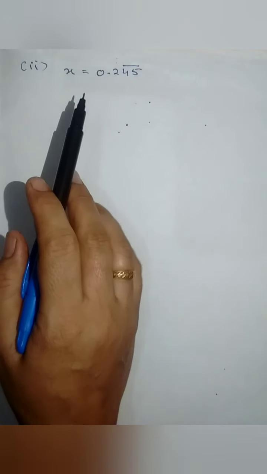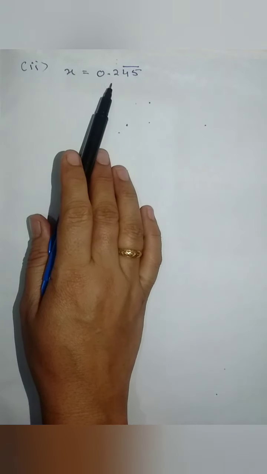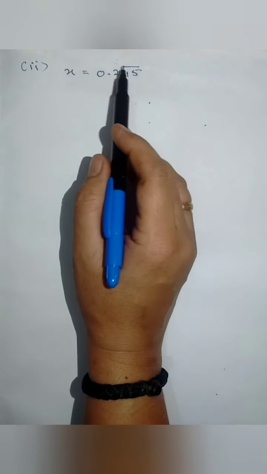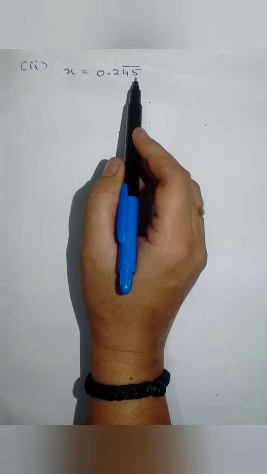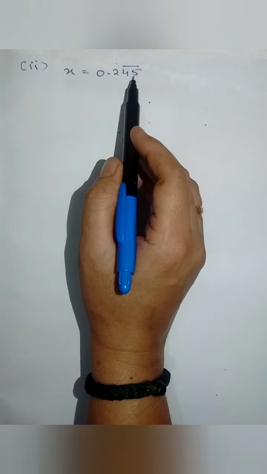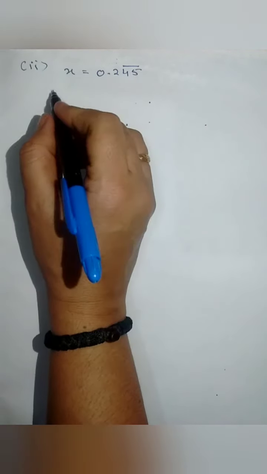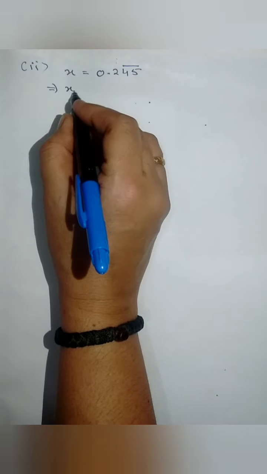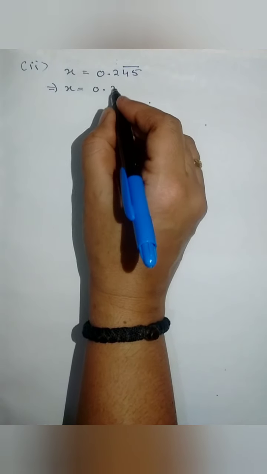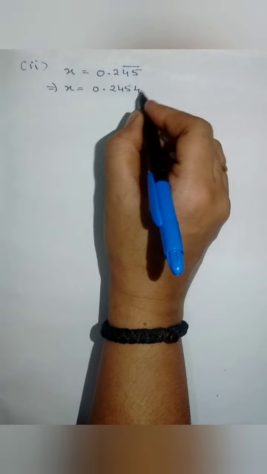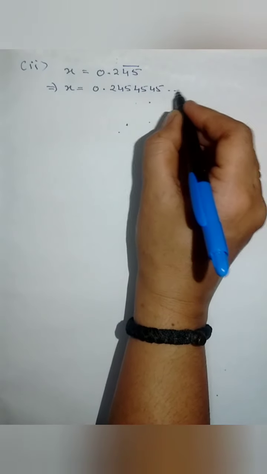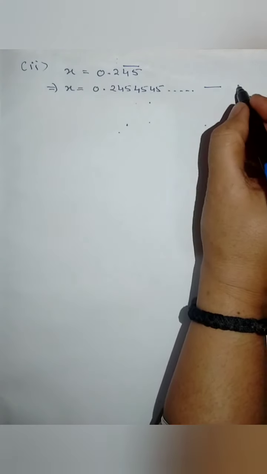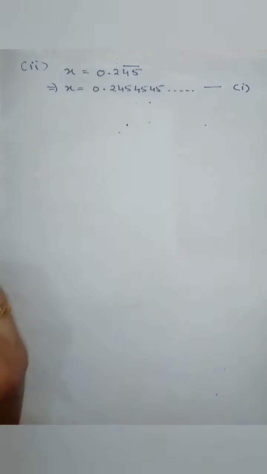One more example. x is equal to 0.245 bar. Here the bar is only on 4, 5. It means the digits 4 and 5 are repeating. We can also write it like this: 0.245, 45, 45, and so on. Let this be equation first.